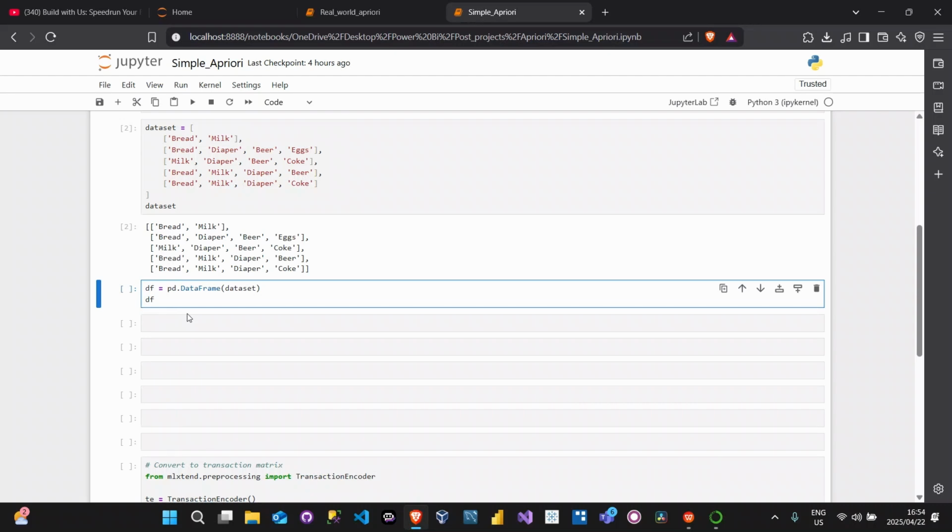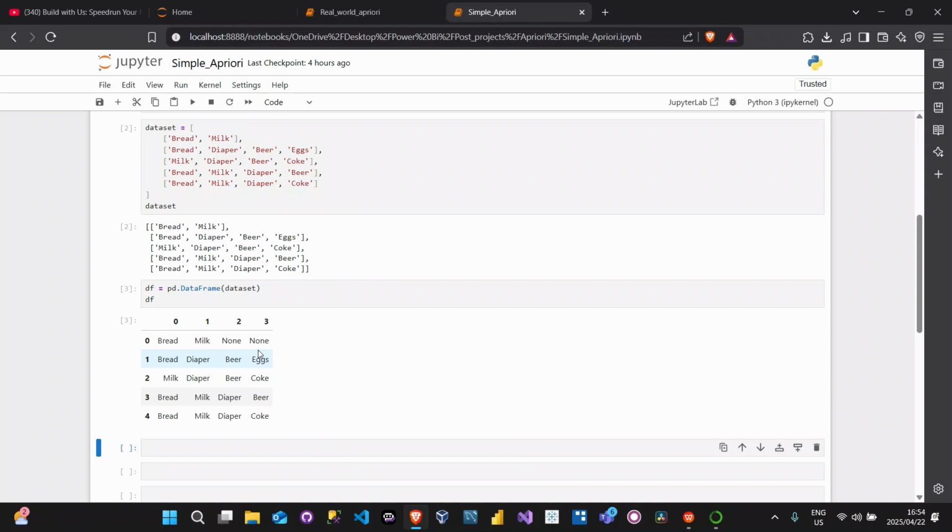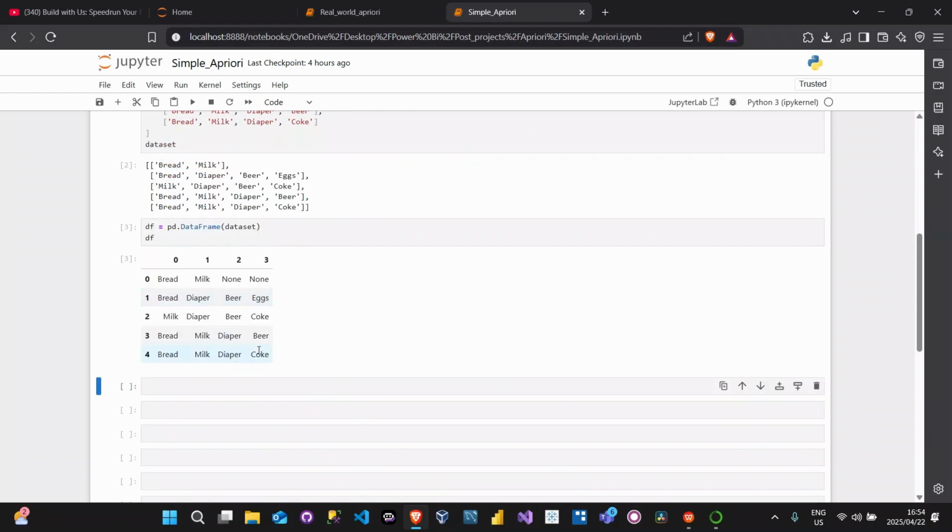So we are saying we convert the dataset that we have created into a data frame. We use the pd.DataFrame object to change it into a data frame, and you see the result. It's now readable, more clear. Each observation is one object, and starting at index 0 up to 4, we have 5 records. As you can see, we have bread, milk, and none, none.